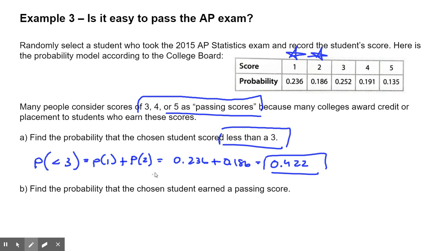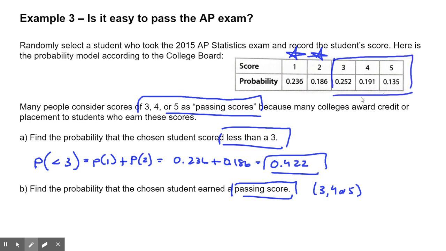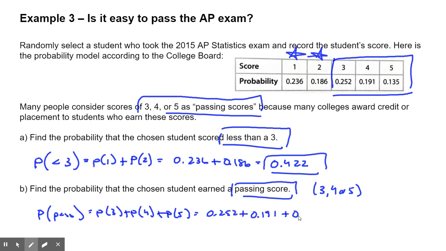Now we're going to find the probability that the chosen student earned a passing score. Well, a passing score is a 3, 4, or a 5. So now we're looking at this group, 3, 4, or a 5. So the probability of passing is equal to the probability of 3 plus the probability of 4 plus the probability of 5. And that's going to be 0.252 plus 0.191 plus 0.135. When I add those three numbers together, I do get 0.578.